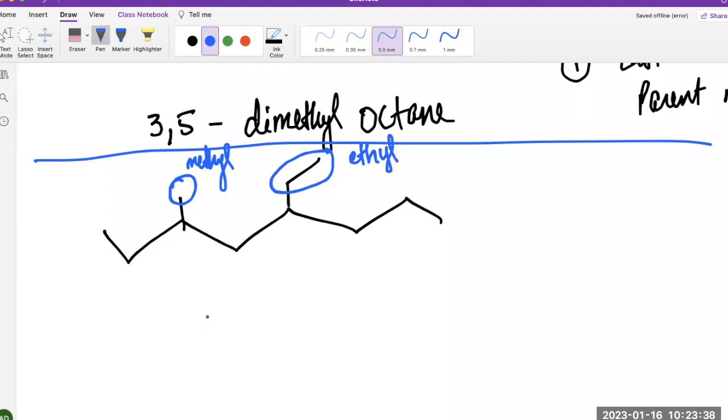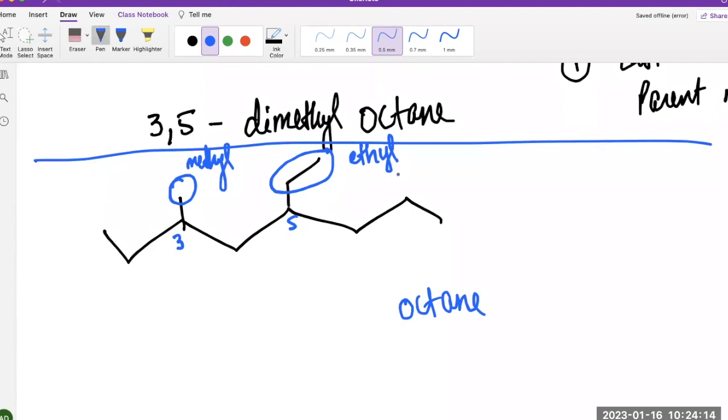Okay. Now let's take a look at how we are supposed to number this. So if I go from left to right, again, it gets 1, 2, it gets 3, 4, and then 5. If I was going from right to left, this will be getting 1, 2, 3. It will be getting 4 and 6, just like last time. So 3, 5 is better than 4 and 6. So what do we do here? By the rules for naming, you put the last name first. The last name is octane. What is the first name? The first name is methyl and ethyl.